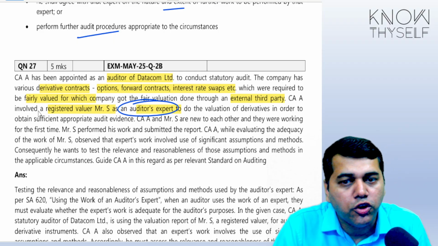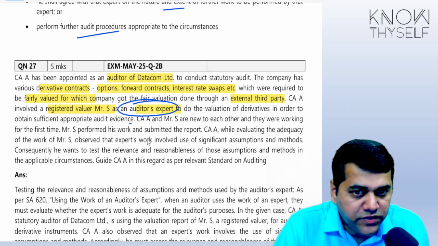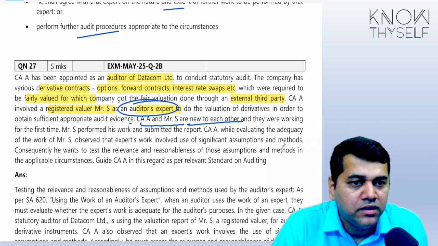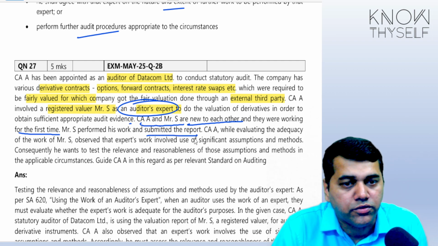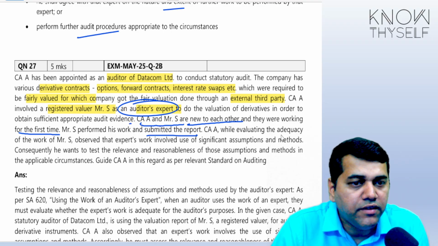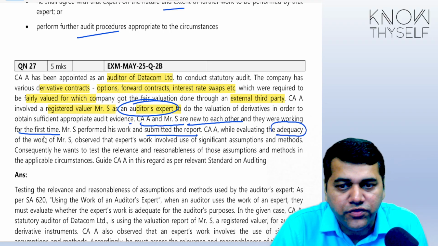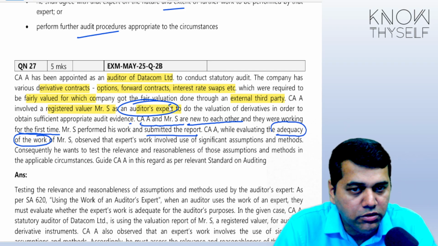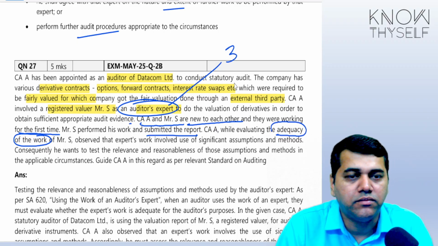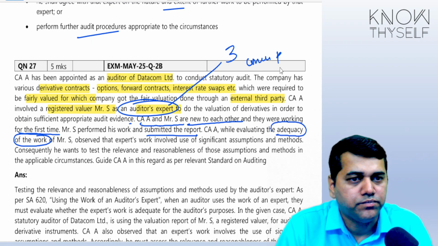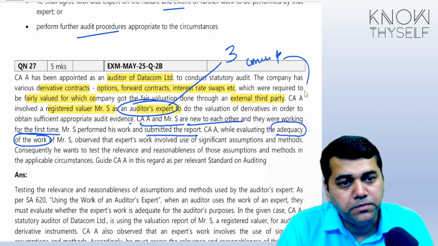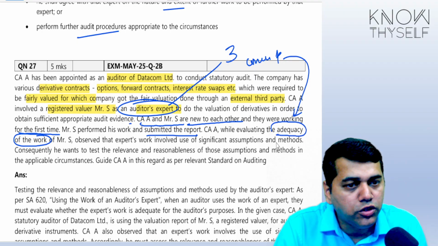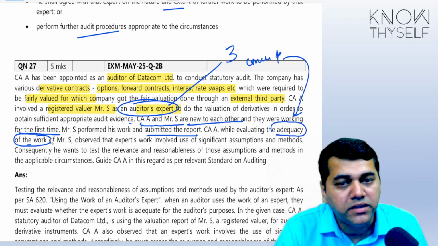To do the derivative valuation in order to obtain sufficient appropriate evidence. Now, CAA and the expert are new to each other and they are working for the first time. The expert has performed his work and submitted the report also. CAA, while evaluating the adequacy of the work, students, this particular element I told you is chapter number 3, concept number 4. But in concept number 4, we have got 7 requirements. So this particular thing is going to tell that they are talking about requirement number 6 here.